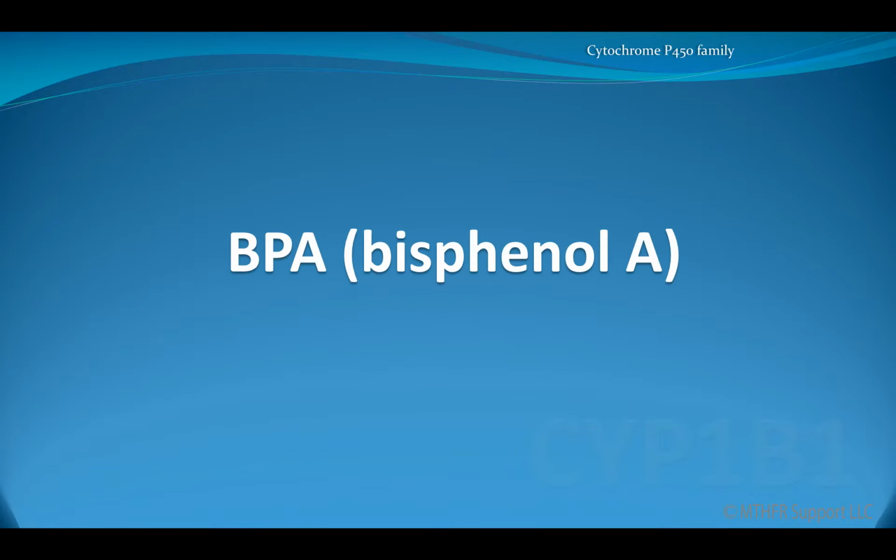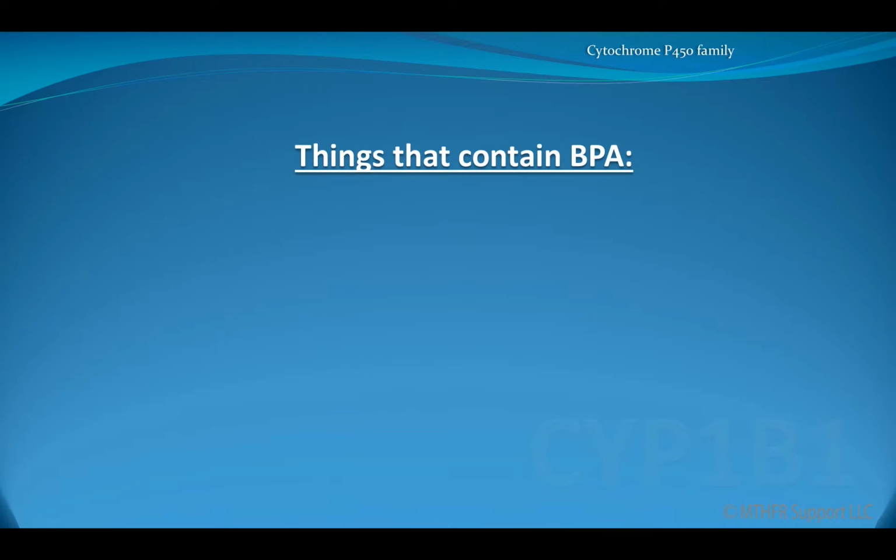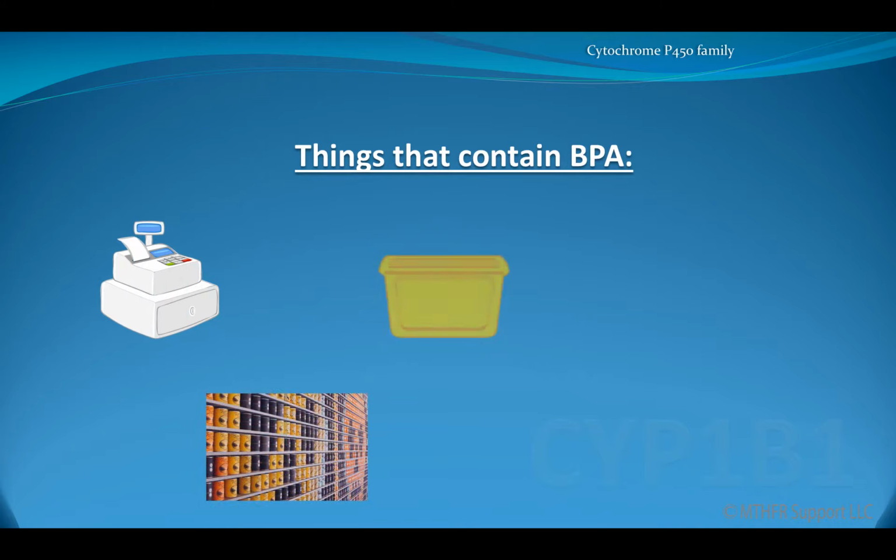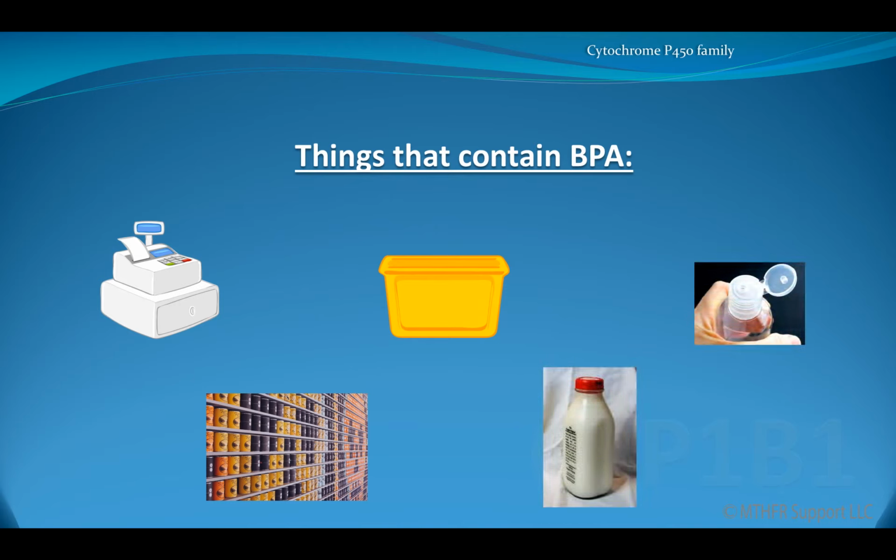A chemical that is hidden in many things in your home that contains artificial estrogen properties is BPA, bisphenol A. Things that contain BPA: cash register receipts. BPA is lined in many canned goods, plastics such as storage containers, milk jugs, and water bottles.